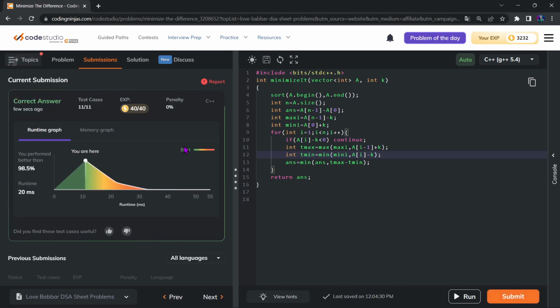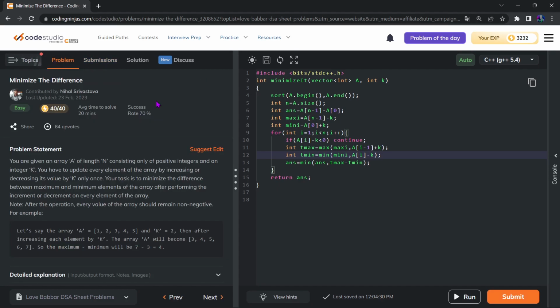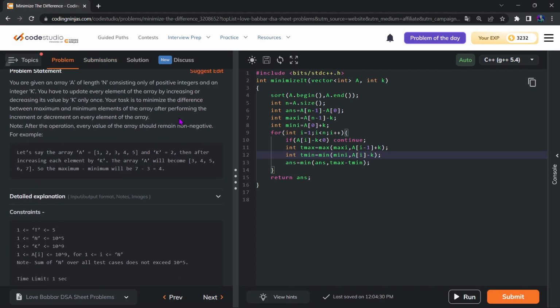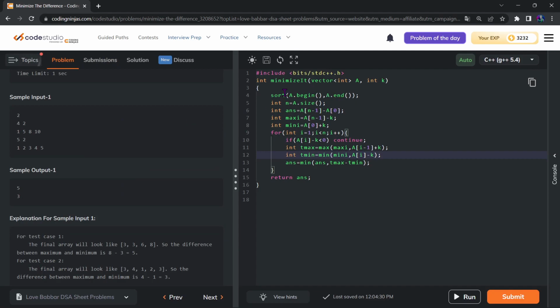Yeah, it's got submitted. Let's talk about its time complexity and space complexity. So let's talk about the time complexity first. As we are sorting the array, and the array has n elements, we can say that this time complexity will be O of n log n.